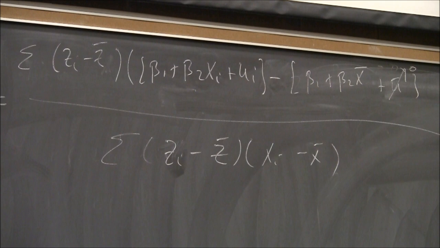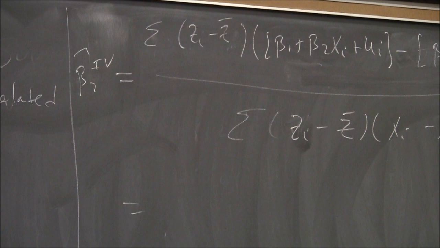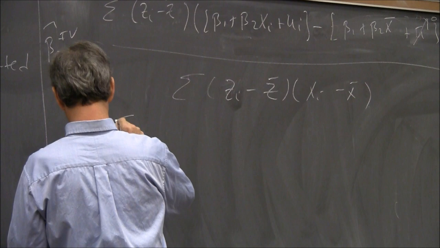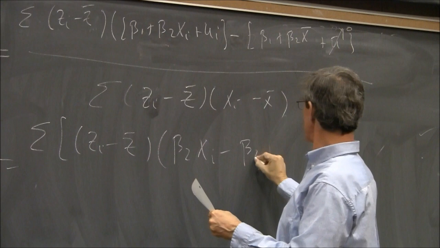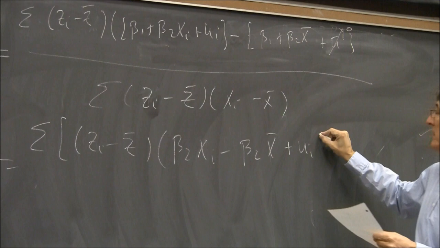So this is then equal to, let's do it in a bunch of steps, the sum of the zi minus z bar, that's that term, times beta 2 xi minus beta 2 x bar plus ui, because notice the beta 1's cancel.